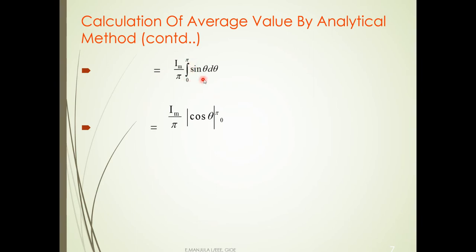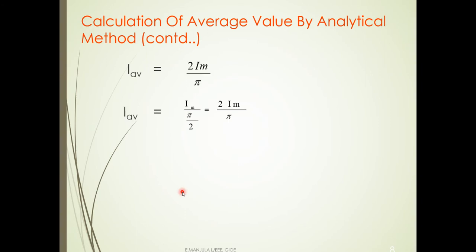Here the integration of sine theta is minus cos theta, with the limits 0 to pi. Cos of pi is minus 1, so minus of minus 1, minus of minus cos of 0, which is minus 1, gives plus 1 and plus 1. So plus 1 plus 1 is 2. So the value is 2 I maximum by pi. So the average value is 2 I maximum by pi.